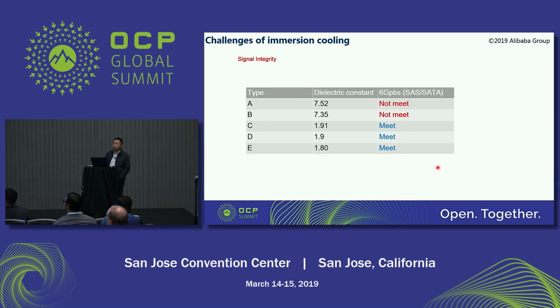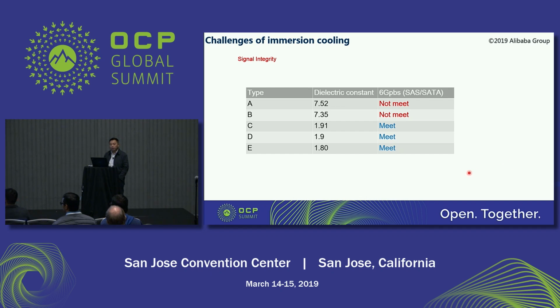About signal integrity. For comparison, air's dielectric constant is 1. Different liquids have different dielectric constants. So all the high-speed signals should be tested.